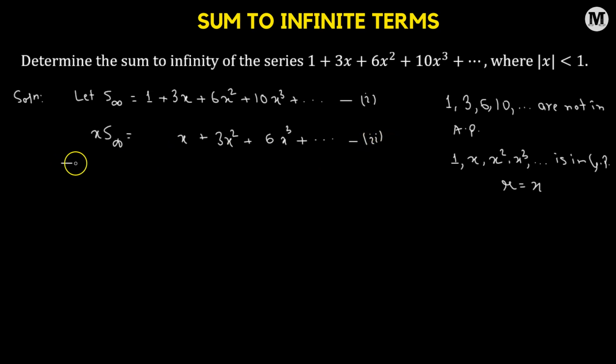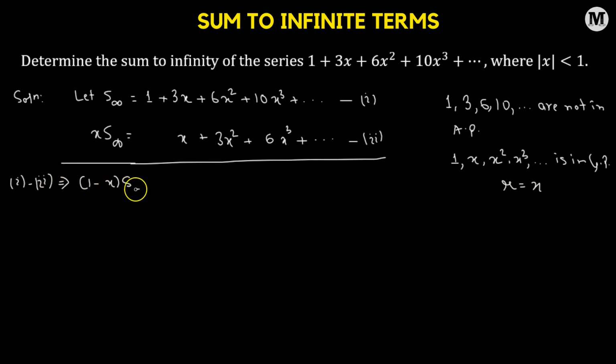Now we're going to perform a subtraction here. So let's subtract 2 from 1. That means on the left hand side, we have 1 minus x multiplied to the sum of the infinite terms. This will be equal to 1 added to, now what's 3x minus x? That's 2x, added to 6x squared minus 3x squared, so that's 3x squared, added to 10x cubed minus 6x cubed, so that's 4x cubed. Now here we get a new infinite series. We're going to name this as number 3.